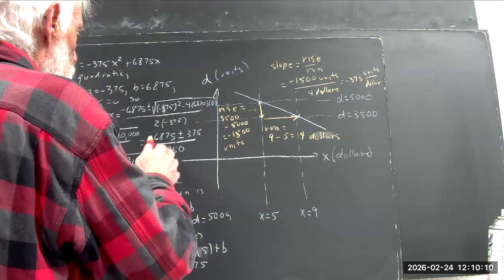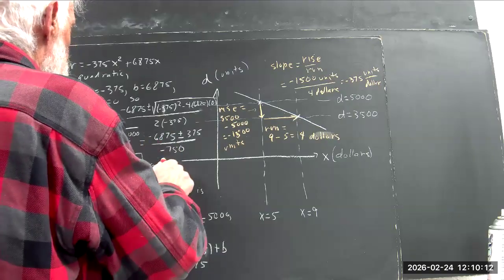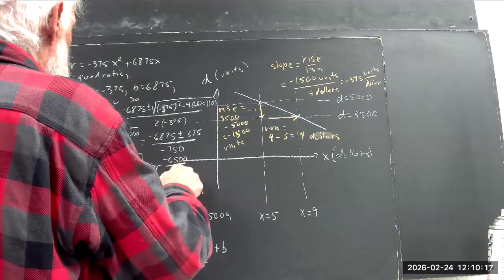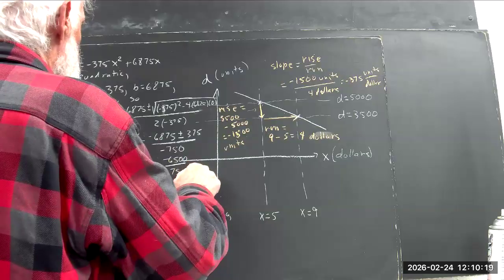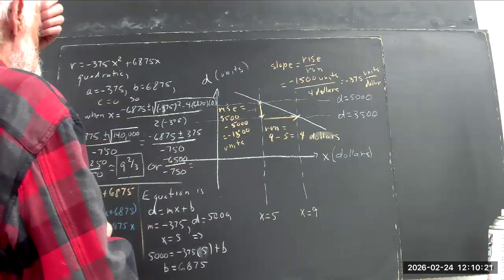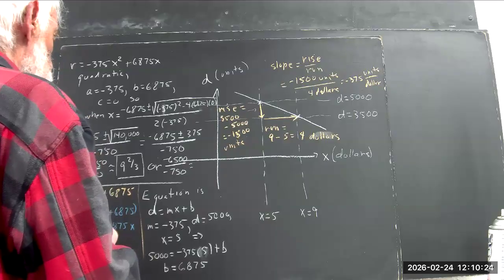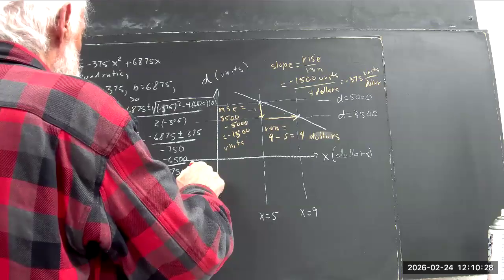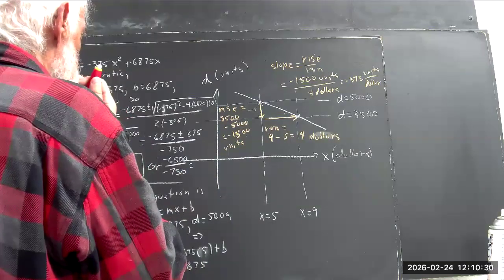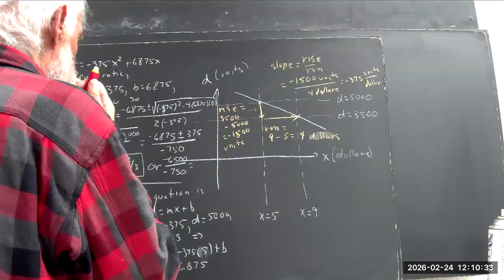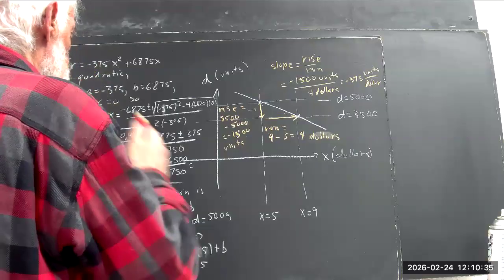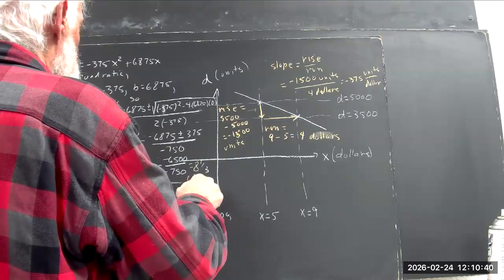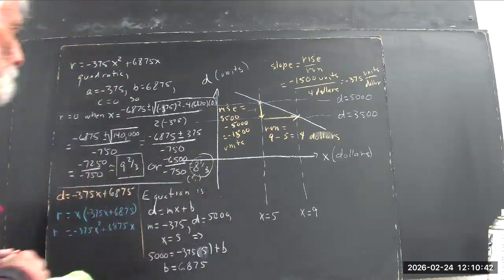And there's an OR here. It would be OR negative 6,500 over negative 750, which is approximately equal to 8 2/3. No. Yeah. No, it's 8 1/3. Question mark. I'm not sure that's right.